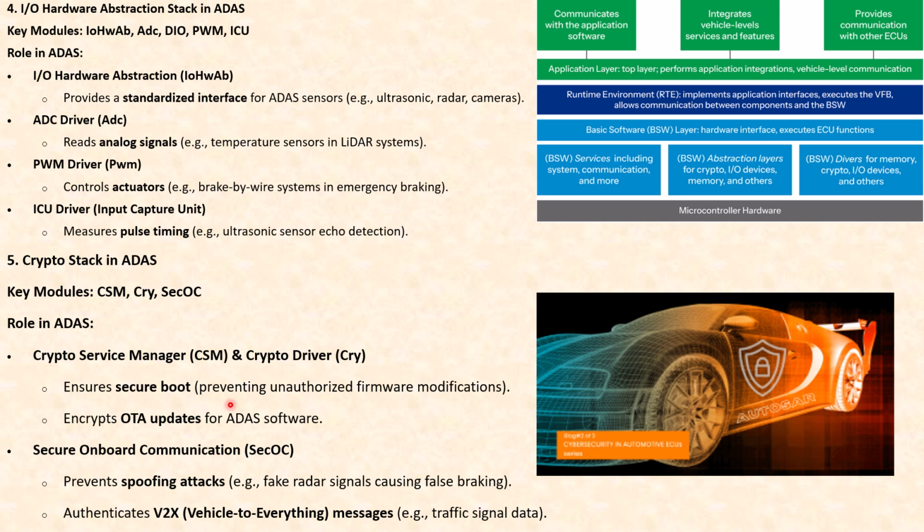Okay, and it also authenticates V2X messages. For example, vehicle to everything, traffic signal data, all these things are taken care of by the SECOC.